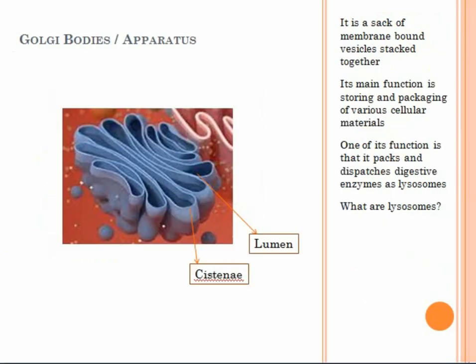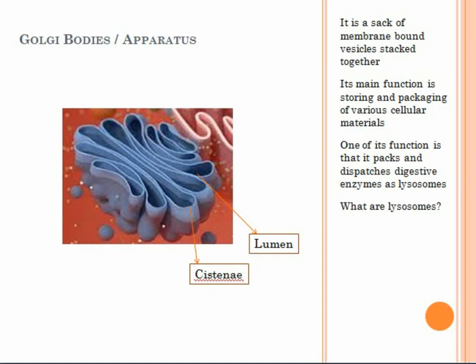Next, we have the Golgi bodies or Golgi apparatus. It is a sac of membrane bounding vesicles stacked together. Its main function is storing and packaging of various materials of the cell. Just like in real life, we store or pack different items. This work is done by Golgi bodies in the cells, like the lysosomes. As I told you, the digestive enzymes made from the ribosomes come here in the cisternae, and then it moves through it continuously, and then it gets packed and comes out as lysosome. So this is how lysosome is made.